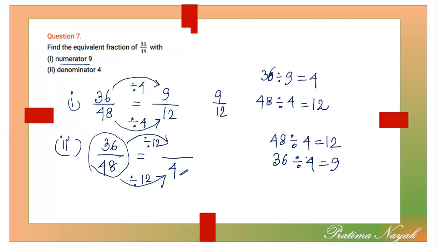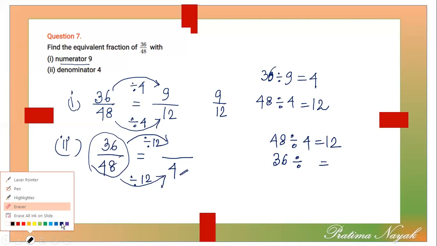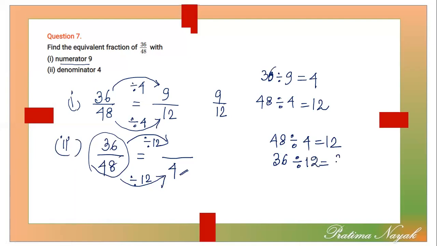Sorry. We have to divide by 12 only, not 9, 4. I have written a mistake here. So 36 divided by 4 is equal to 3. So the answer will be 3 by 4. 3 by 4 is the answer of this question. We will write 36 by 48 is equal to 3 by 4.